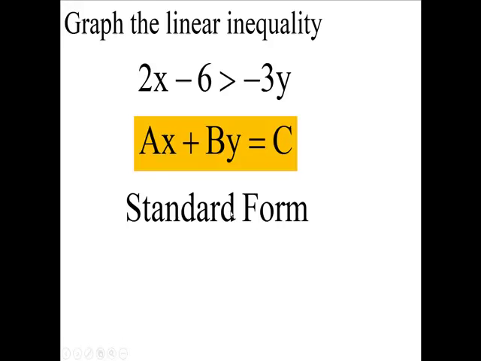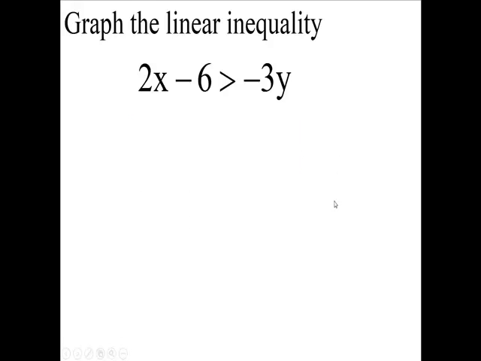Now, true standard form, x must be a positive number. Okay, and it is up here. X is a plus 2, so I don't have to worry about that. The problem is I don't have my y term on the left side of the inequality. The y term's over here. So this y term is going to have to come over here, and this minus 6 is going to have to be on the right hand side. That's called standard form, and it's really pretty neat.